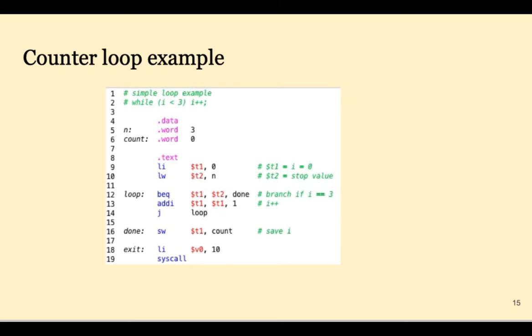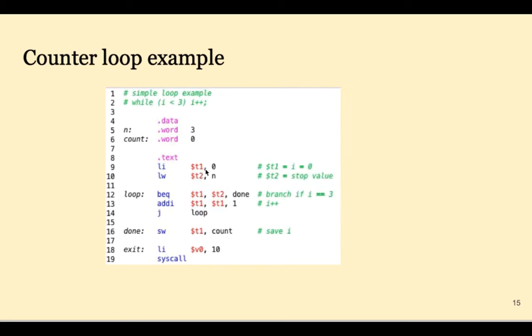Let's look at a couple of examples of using branches and jumps to implement loops. This example is a counter-style loop, similar to the while loop that you see here. So while I is less than 3, we're just going to increment I.